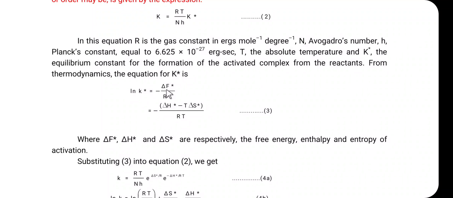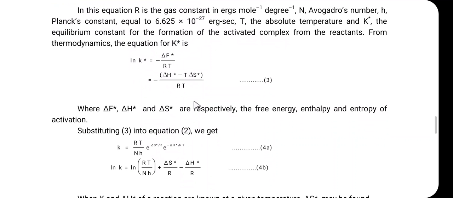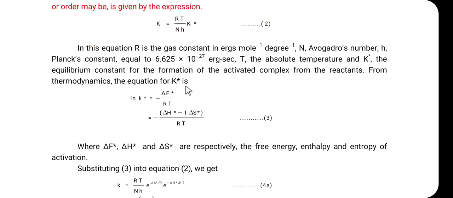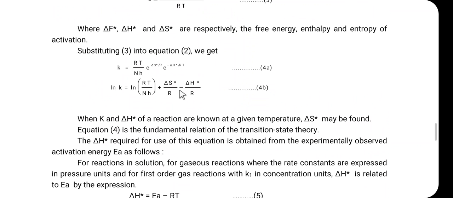So, substituting the value here, this equation can be written as ln K star equals minus, in brackets, delta H star minus T into delta S star, divided by RT. Here delta F star, delta H star as well as delta S star are the free energy, enthalpy and entropy of activation. Substituting this equation 3 in equation number 2, equation 2 can be written by rearranging.